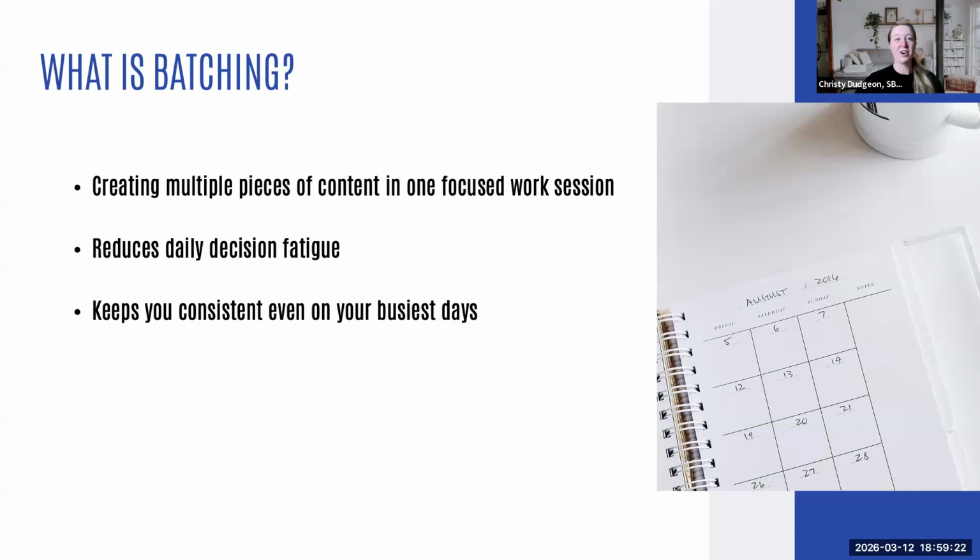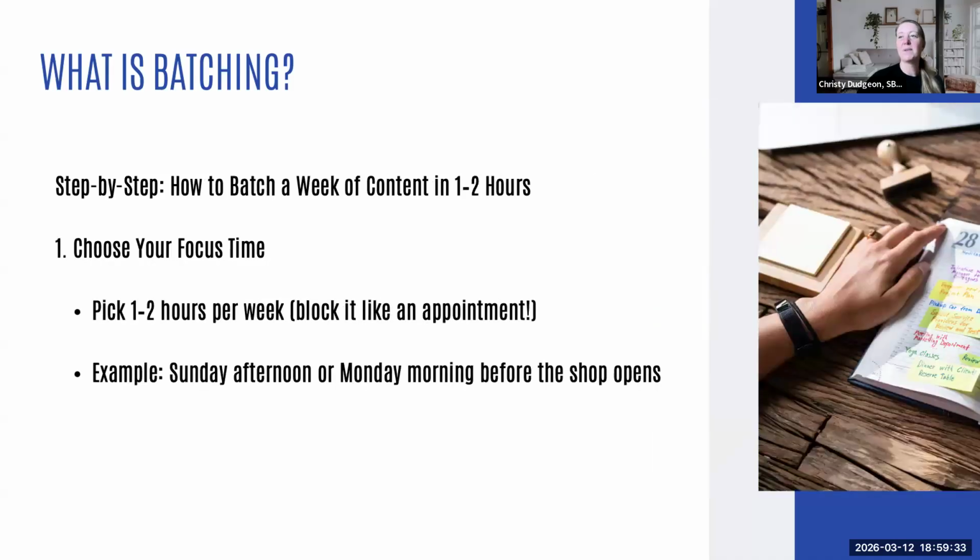So that we have our plan in place. We're already creating our content calendar. We're already creating content pillars. We're talking about all that stuff right now, but we're actually going to put it down into a plan so that we can actually do batching. And that's what this is. So step by step, how to batch a week of content in 1 to 2 hours.